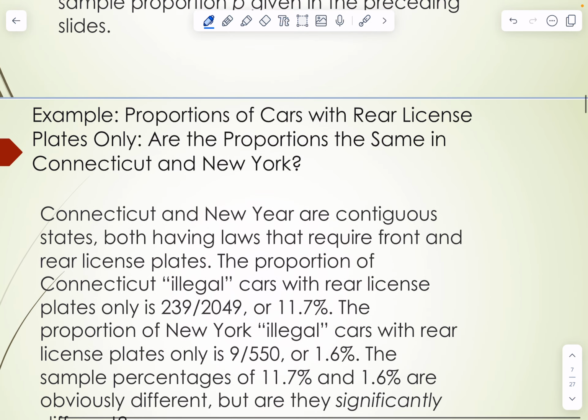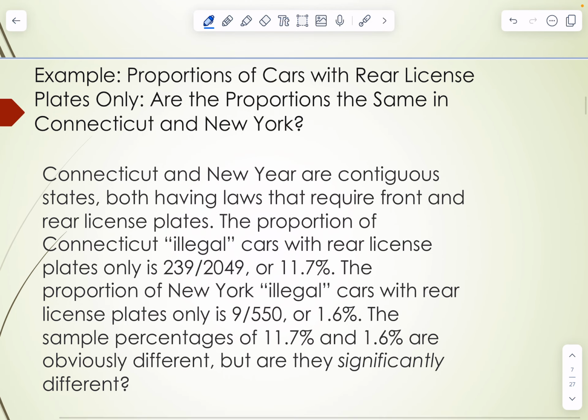Okay, great, wonderful. Let's take an example. Proportions of cars with rear license plates only. Are the proportions the same in Connecticut and New York? Connecticut and New York are contiguous states, that means they touch, both having laws that require front and rear license plates. So both of them require front and rear according to the laws on the books.